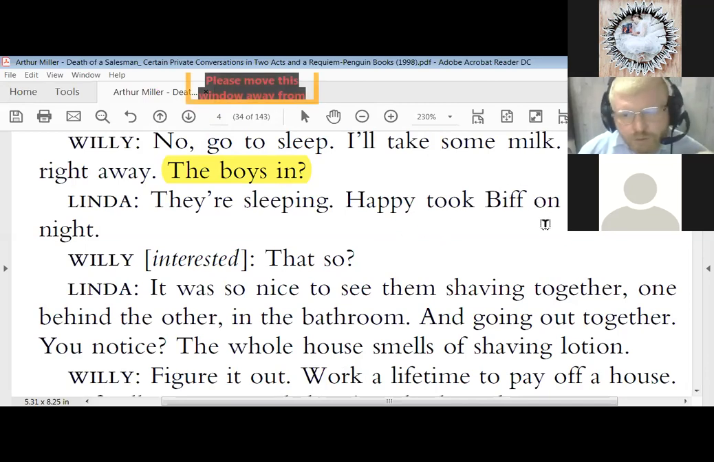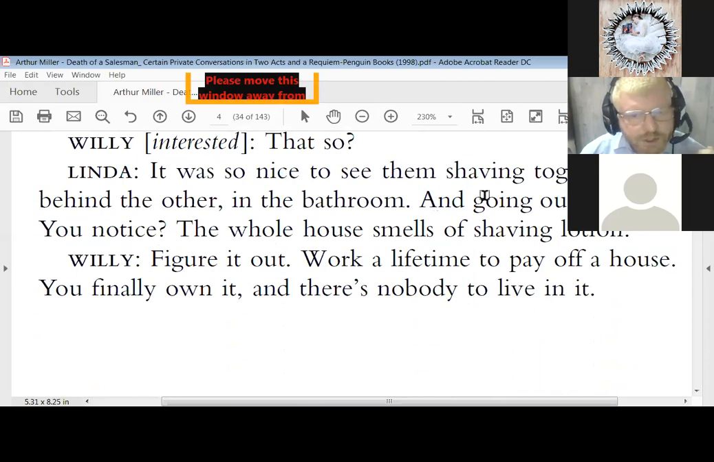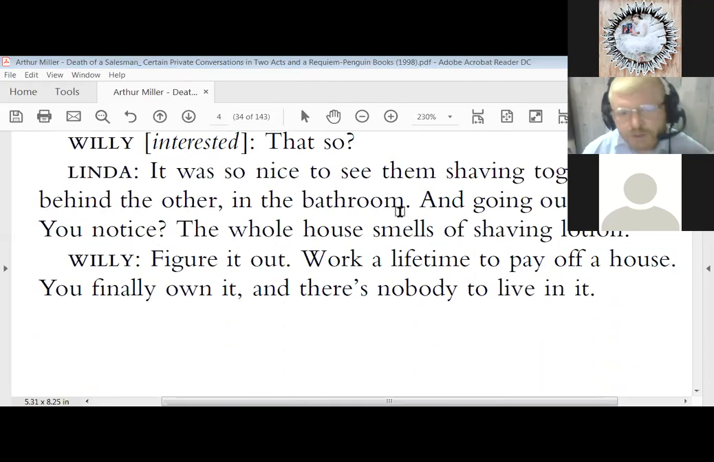Happy took Biff off on a date tonight. That's so. He seems interested. It was so nice to see them shaving together, one behind the other in the bathroom and going out together. You notice, okay, the whole house smells of shaving lotion.